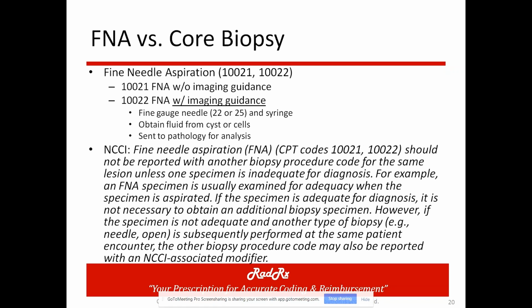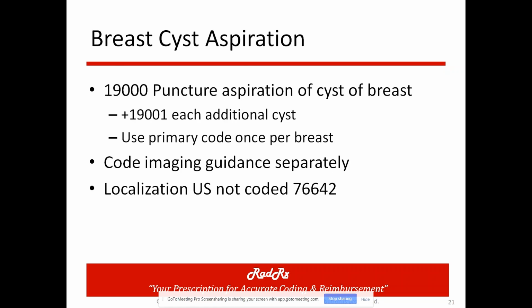And the reason why I put this into the breast biopsy section is because you may have instances where you are assigning the fine needle aspiration codes for samples that are being taken from the breast. So that is just a review of what we've seen on prior slides. And then breast cyst aspiration, we have specific codes for the aspiration of the cyst of the breast. We have 19000, which is primary, and then we have an add-on code for each additional cyst. And then with this, you're going to use the primary code once per breast.